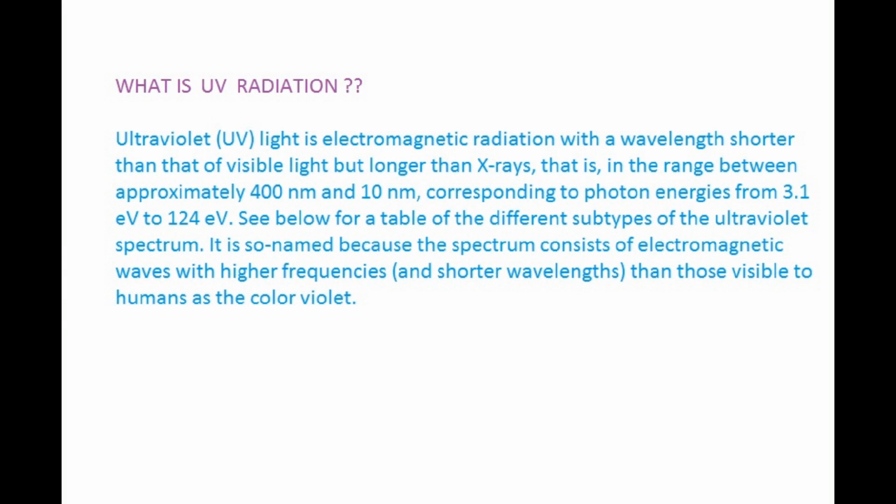What is UV radiation? Ultraviolet, UV, light is electromagnetic radiation with a wavelength shorter than that of visible light but longer than X-rays, that is, in the range between approximately 400 nm and 10 nm, corresponding to photon energies from 3.1 eV to 124 eV. See below for a table of the different subtypes of the ultraviolet spectrum.